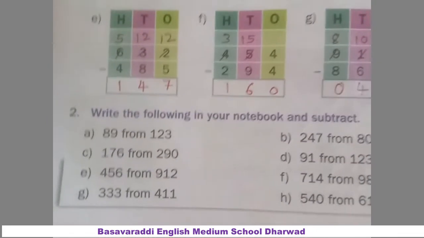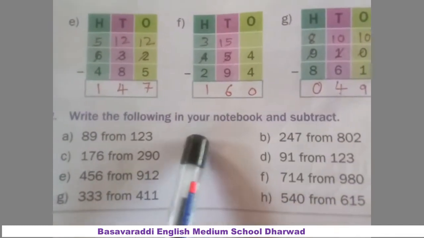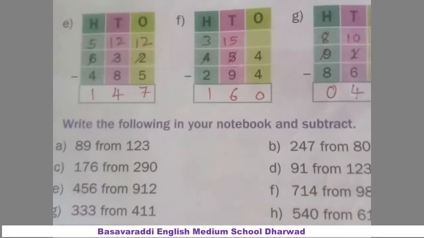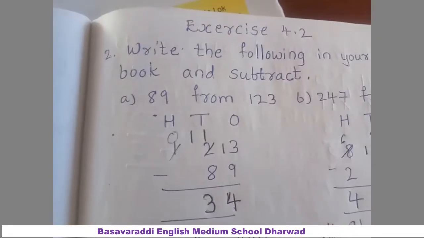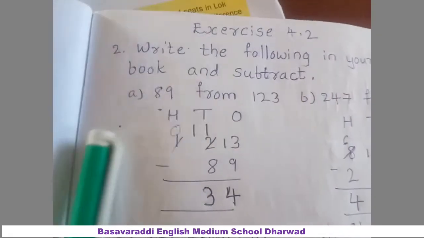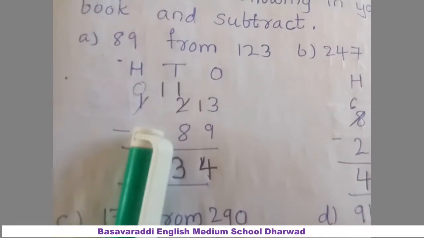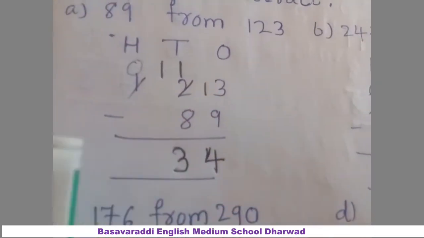Write the following in your notebook and subtract. In your fair book you have to write down these sums. First one, 89 from 123. When we are subtracting, 123 is bigger, so we write 123 minus 89.